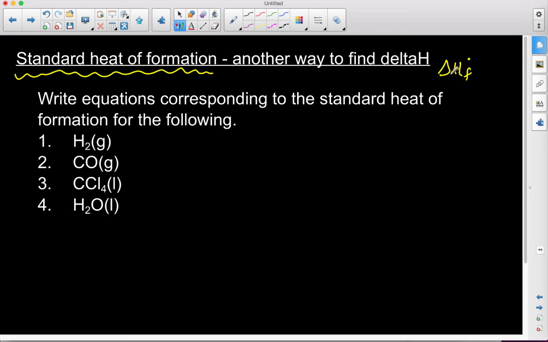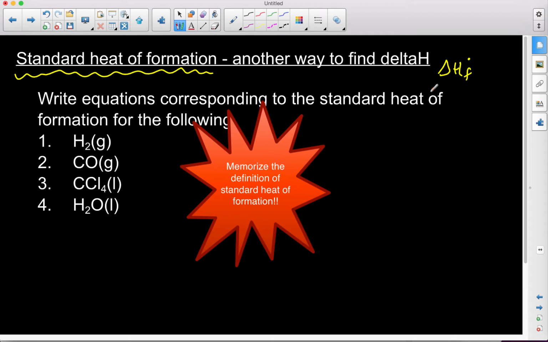I put a list in your outlines for standard states that you need to know from memory, so make sure you review those. And the F stands for formation, meaning to form 1 mole of said thing. So let's practice writing some standard heats of formation equations.